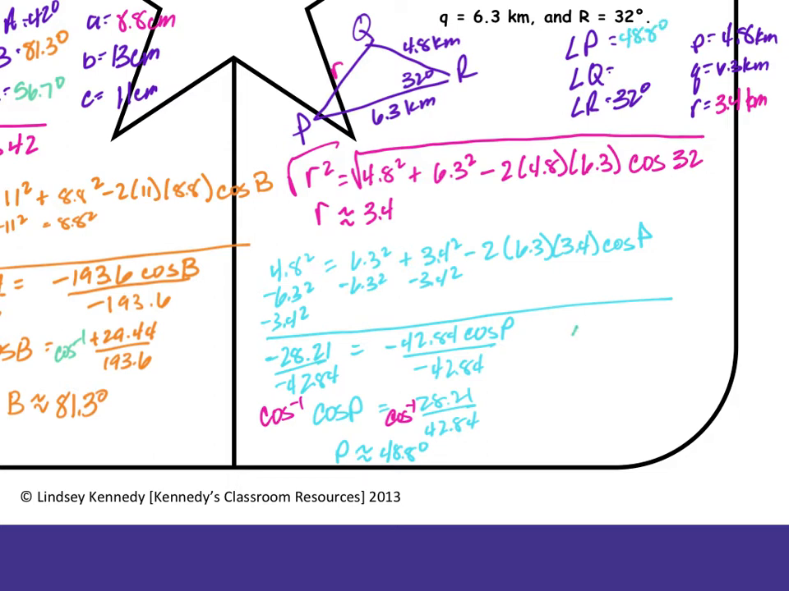And then to get to angle Q, I take 180 degrees minus my two angles, so 180 minus 32 minus 48.8, which is 99.2 degrees.